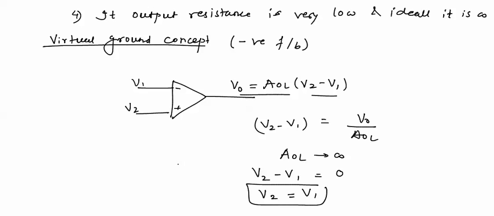So if one terminal is grounded, other terminal will be virtually grounded. So both the input terminals will be at same potential. This property will be seen only in negative feedback. When it is provided with negative feedback, the output makes the difference in the input voltages nearly equal to 0. That is, both the input voltages are at same potential. This is virtual ground concept.